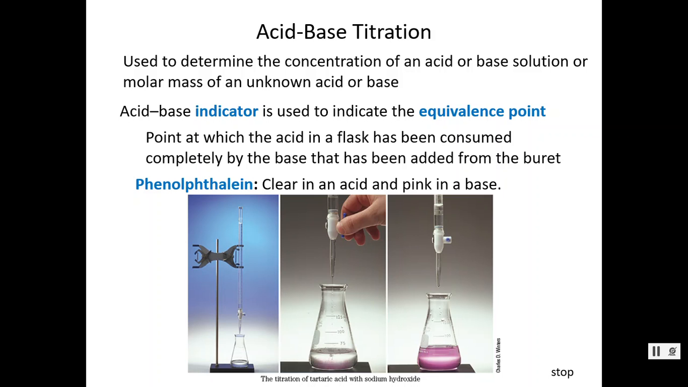That sweet spot, that point where you have equal moles of acid and equal moles of base in your reaction flask, in this case an Erlenmeyer flask, is called the equivalence point. And that can be used to do calculations. So that's the setup for titrations and some of the terms that are used, particularly with acid-base titrations. Those are the kind you'll be doing in this course.